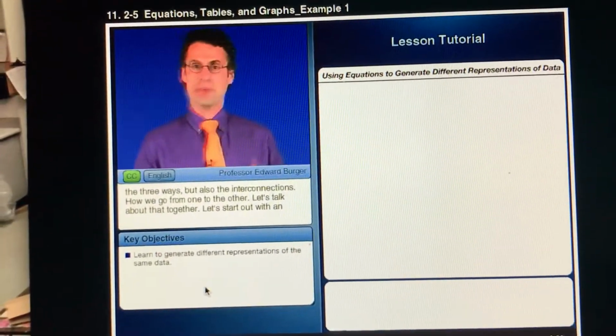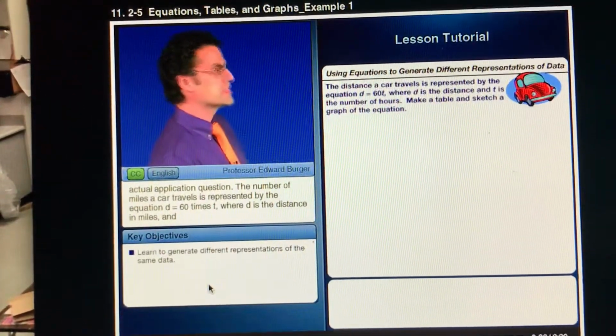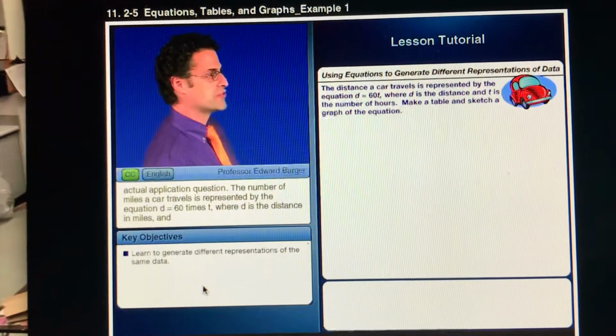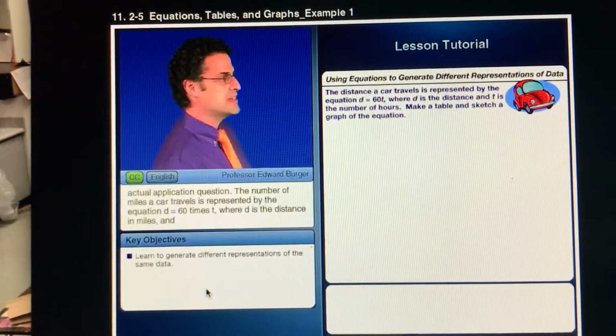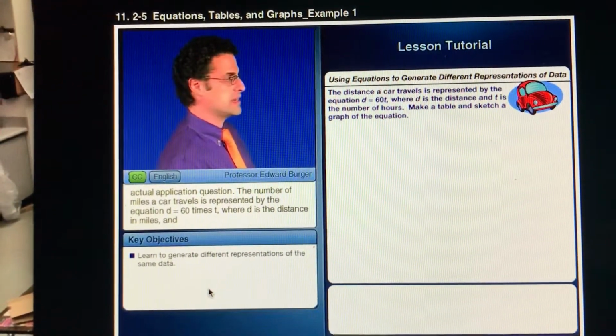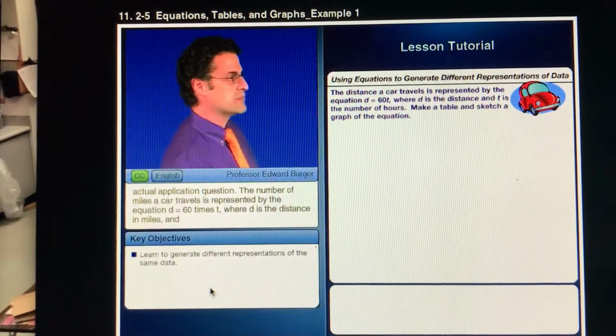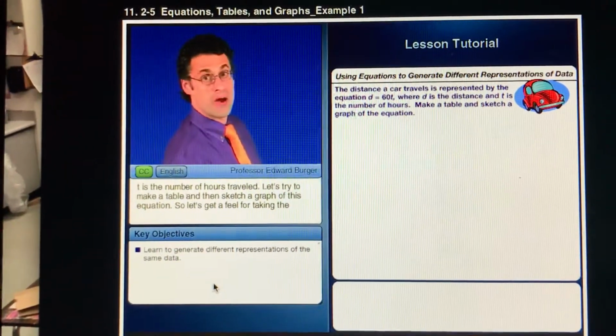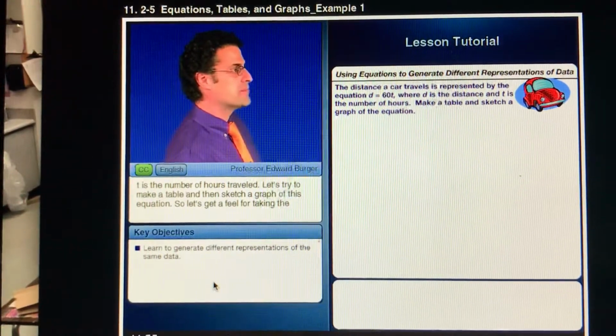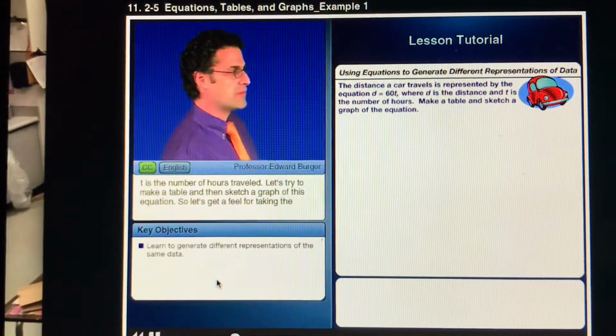So let's start out with an actual application question. The number of miles a car travels is represented by the equation d equals 60 times t, where d is the distance in miles and t is the number of hours traveled. Let's try to make a table and then sketch a graph of this equation.